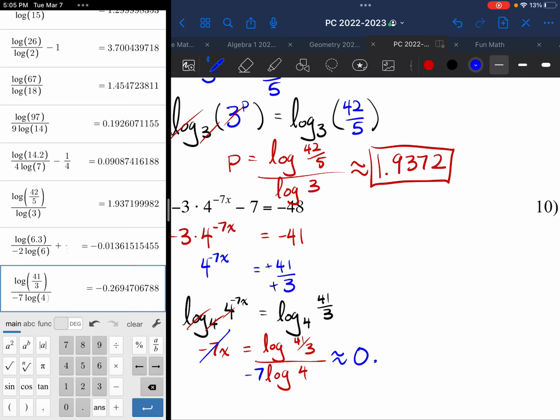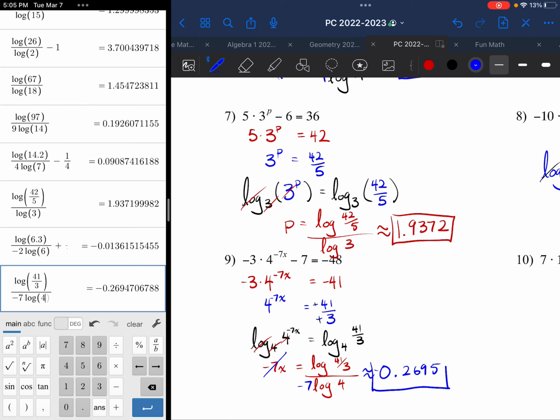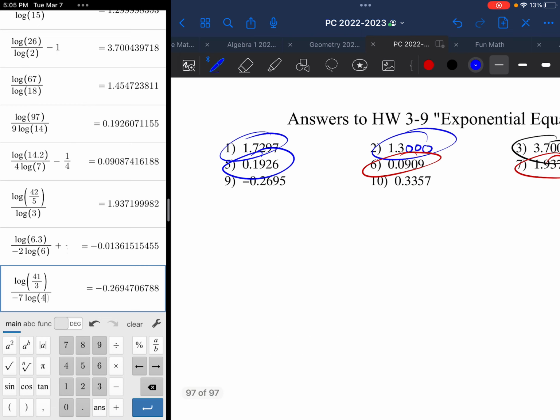All right, we have a negative 0.269, and then that 4 gets rounded up to a 5 because it's followed by a 7. So I think that's the answer on the back. If not, now I'm going to get kind of frustrated. Negative 0.2695, 0.2695. Whew, there it is.